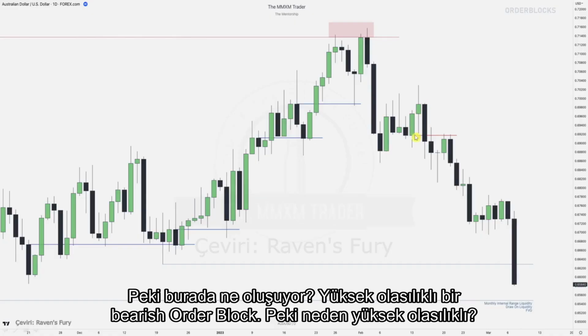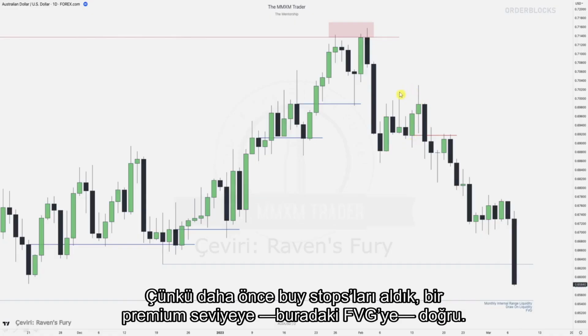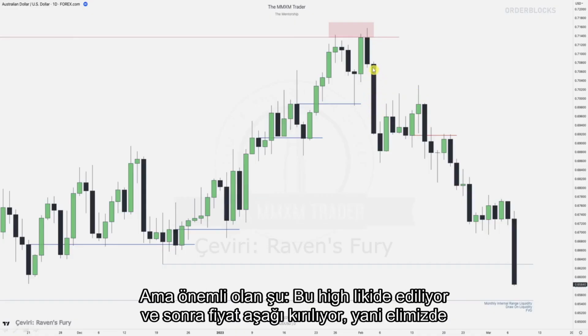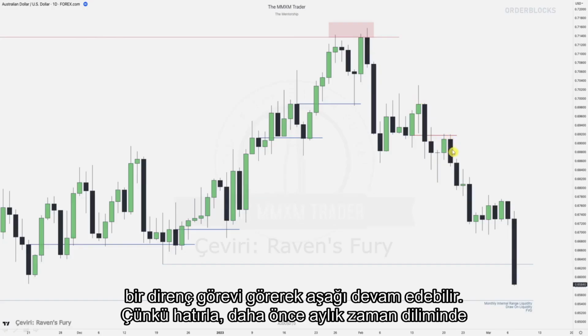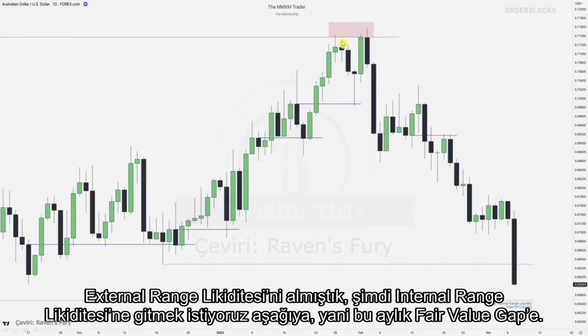Now, why is this high probability, right? We take out buy stops previously into a premium level, which is a fair value gap over here. But important, this high gets raided and then price breaks down after. So we have this high probability order block formed where price action can act as a resistance to continue down lower, because we already, remember, took out external range liquidity on the monthly time frame. So now we want to go into internal range liquidity down here as in this monthly fair value gap.